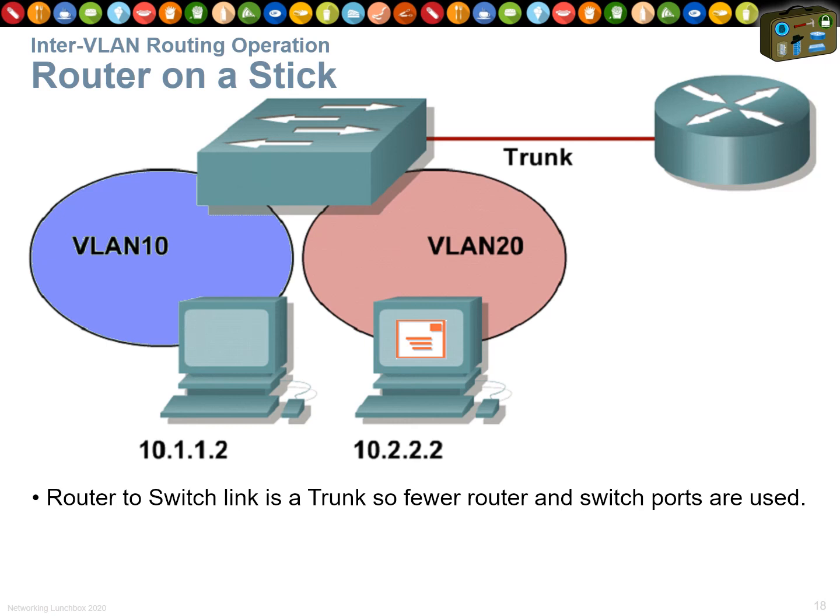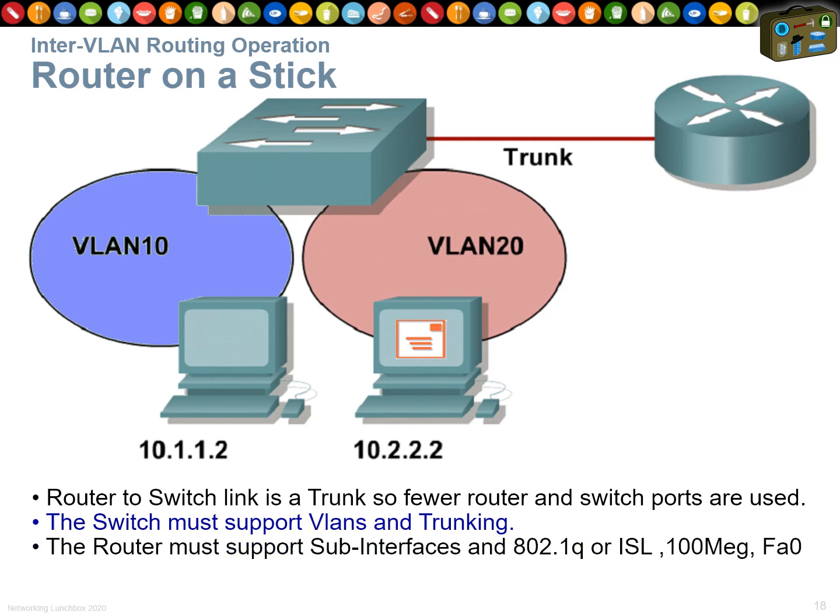So the router to switch link is a trunk, so only one interface is needed for multiple VLANs. The switch, however, must support VLANs and trunking. The router must support VLANs and trunking, but on the routers it's called sub-interfaces. And it must be 100 megabits or faster. And it needs to support the trunking protocol, 802.1q or ISL. But as I said earlier, ISL's very underused these days.